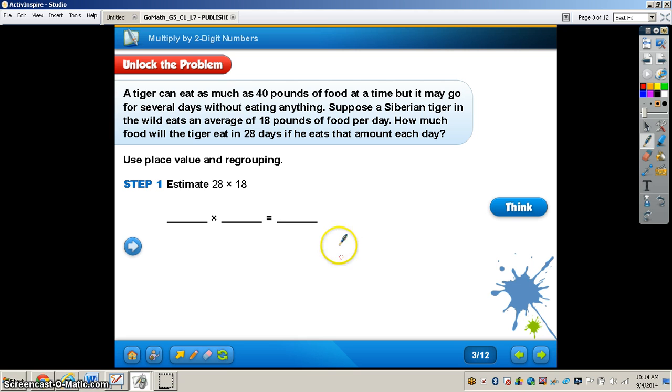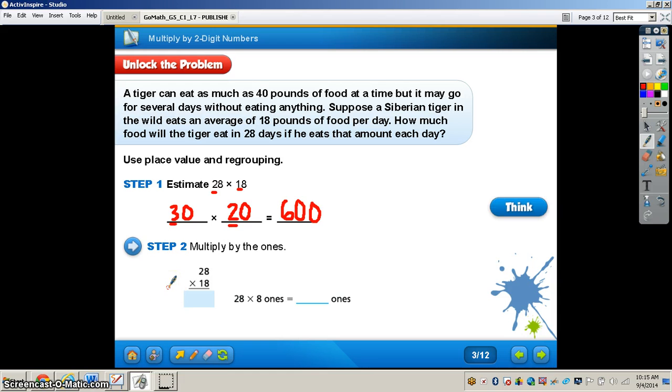Okay, now first of all, the thing that we're going to need to do is just estimate. We want to round to the greatest place of our factors. 28 will be rounded to 30. 18 will be rounded to 20. Now what we do here is we multiply our basic fact. 3 times 2 is going to give me 6. And then we can tack on the 2 zeros for an estimated answer of 600.